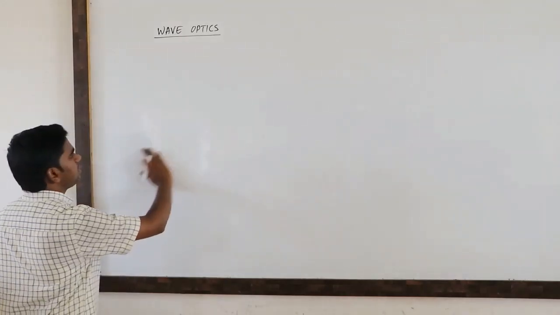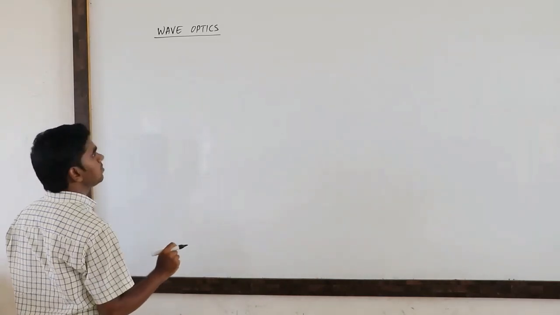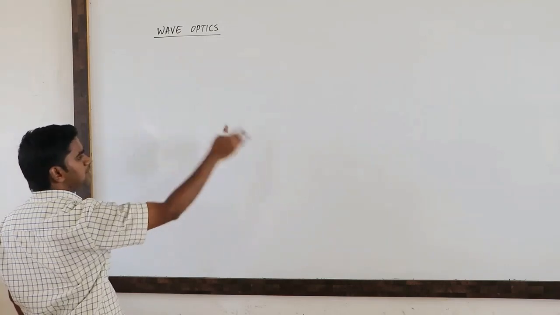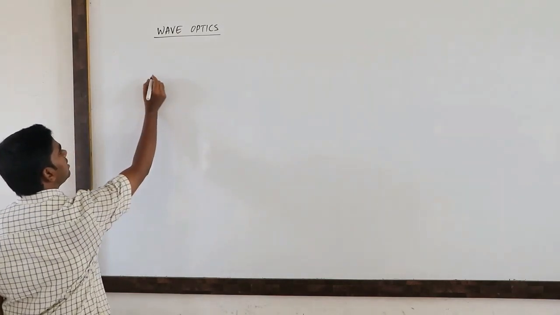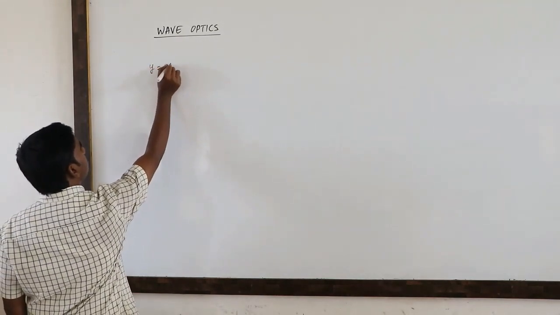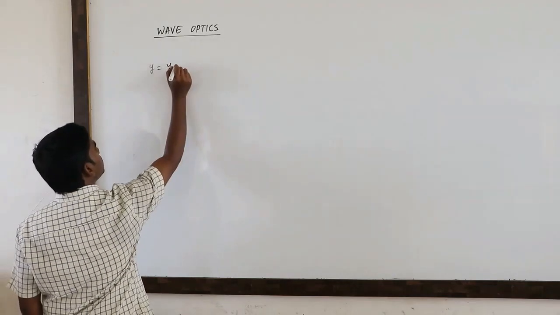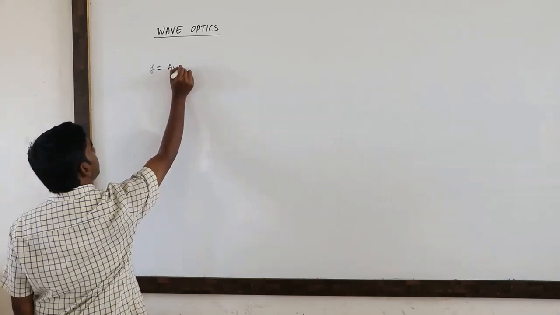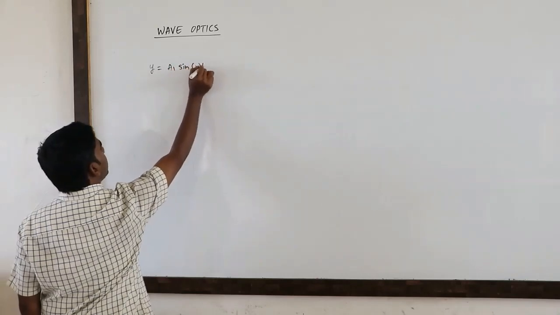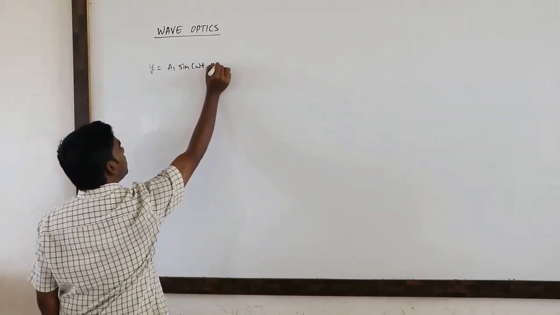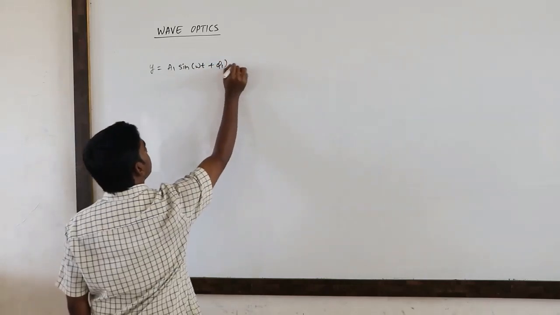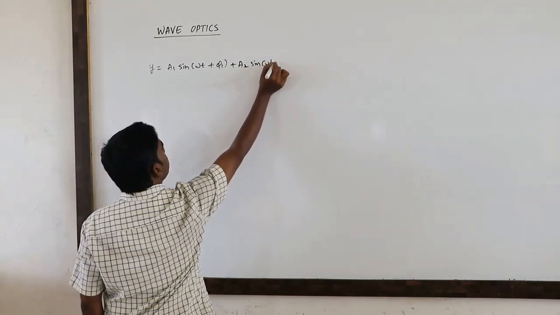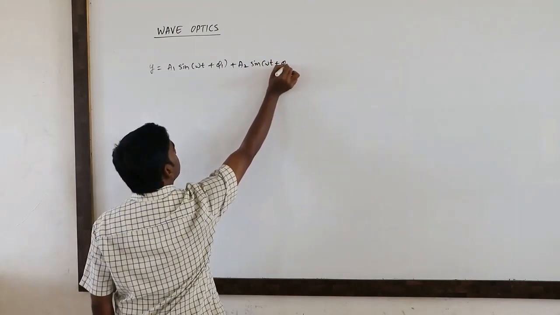Now I will give the steps to solve problems on the addition of waves. Before going to the steps, we'll go into an example, then you can easily get it. What is the standard form? The standard form is y equals vector y1 plus vector y2, which I can write as A1 sin(omega t plus pi 1, or kx1) plus A2 sin(omega t plus pi 2).